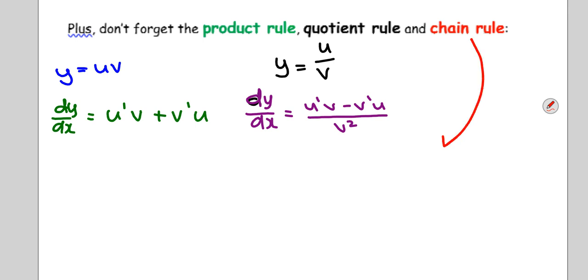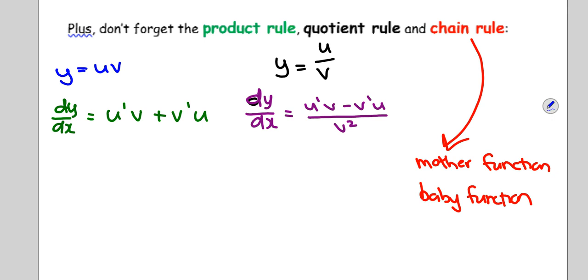And the chain rule. The chain rule doesn't have a version that you can write out like this, but you have a mother function, and you can have a baby function. What letter do we tend to give the baby function? U. Yeah, good. So the baby function we tend to call u.